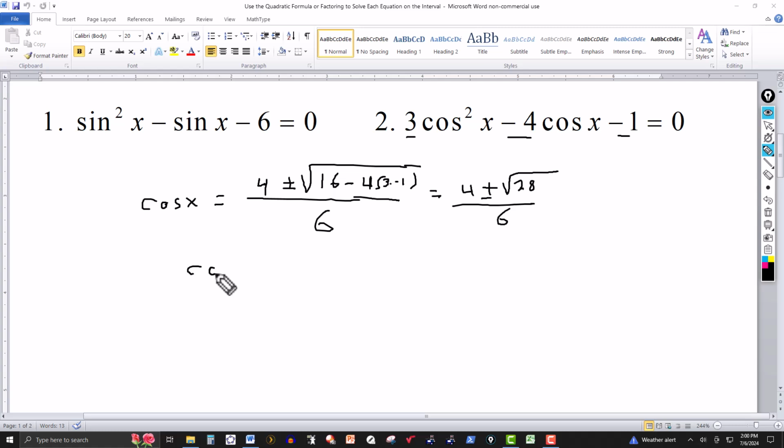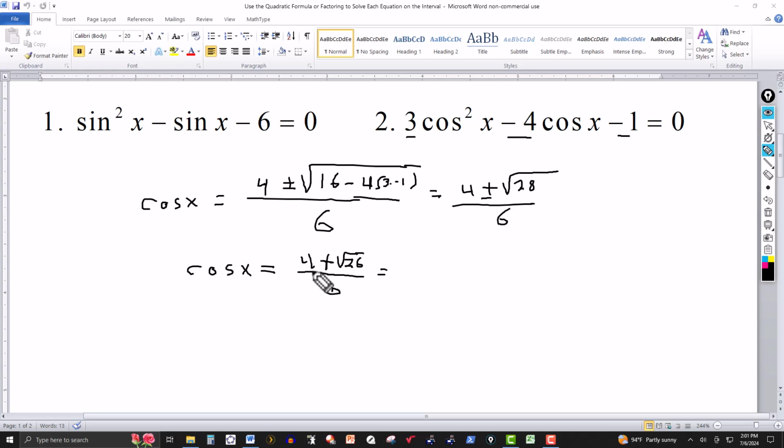And then this will be cosine of x. Let's do the plus one first. So this will be 4 plus the square root of 28 over 6. Now I want x, so I take the cosine inverse of both sides, and x would equal cosine inverse of 4 plus the square root of 28 over 6. Or if you want to compute this out, you can do it that way.